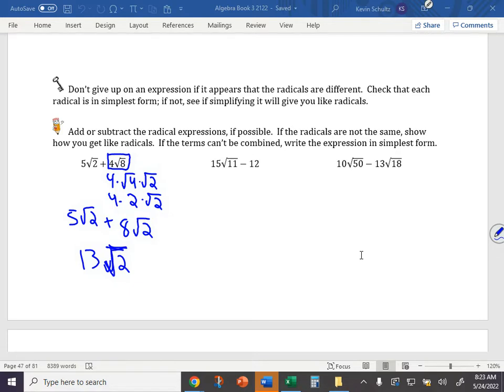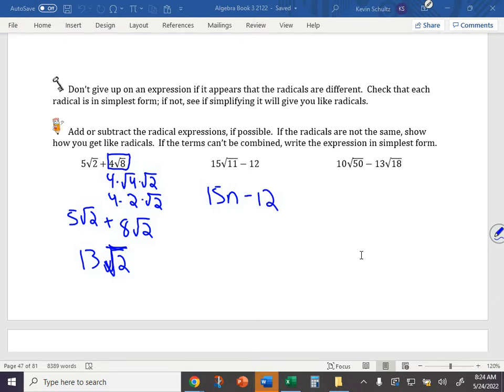Yeah. I'm stuck on the next one. The next one, 5 root 11 minus 12. What would this 12 have to have in order for us to be able to combine them? It'd have to have a root, right? Ideally a root 11, or something that would simplify to give us a root 11. This example in variable terms would be like if we had 15n minus 12. There's nothing we can do there.